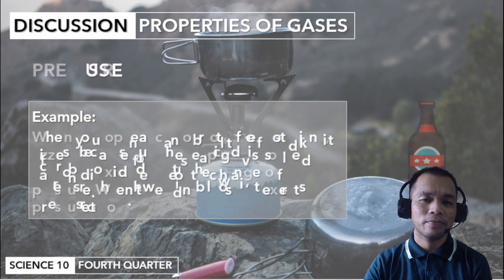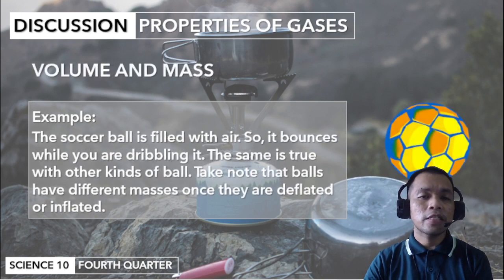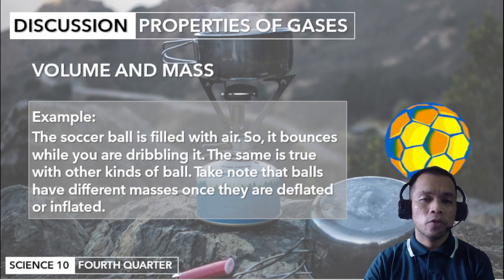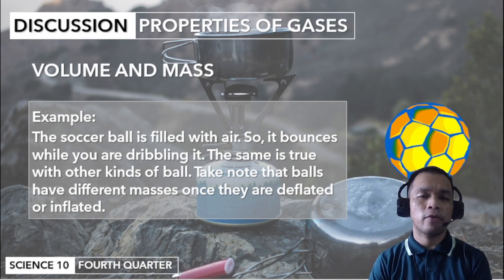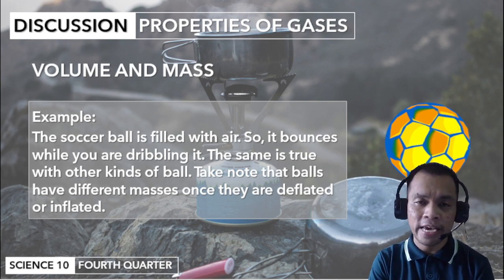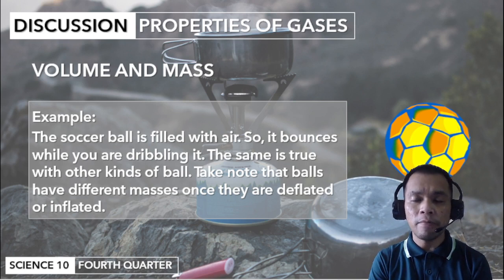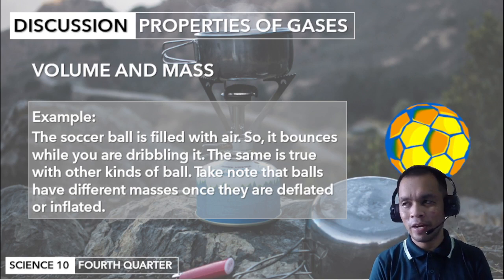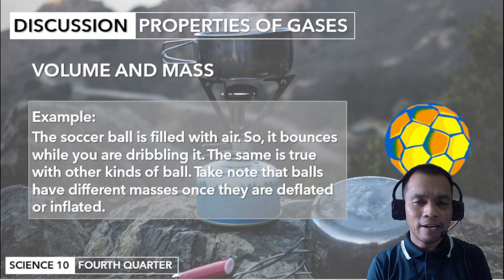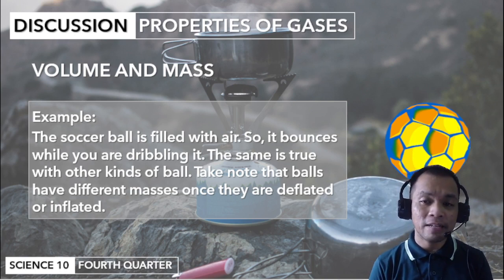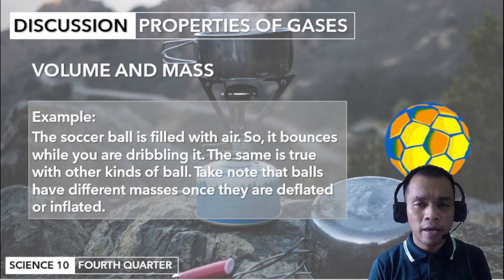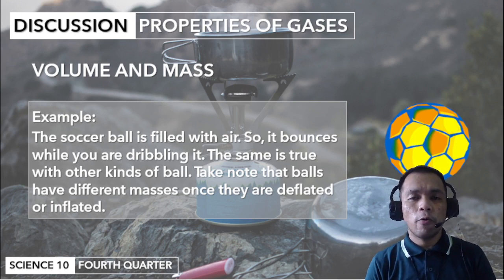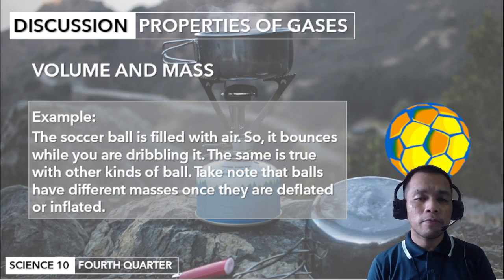Okay, next. The soccer ball is filled with air. So this is now for volume and mass. So our example here is a soccer ball that is filled with air. It bounces while you are dribbling it. Obviously, any ball that has air inside it can be dribbled. The same is true with other kinds of balls, for example basketball, volleyball, tennis ball, baseball. So take note that balls have different masses once they are deflated or inflated.